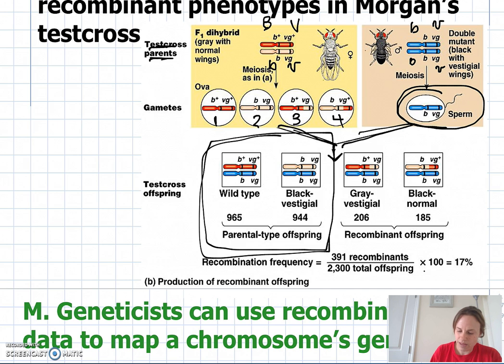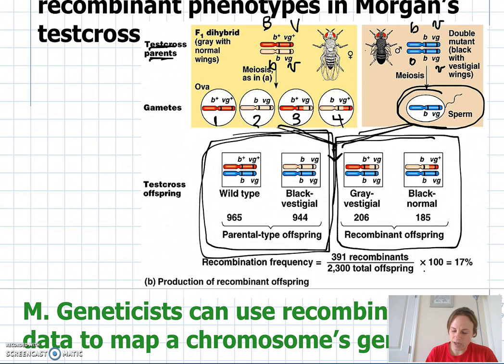Most of them have the same phenotype as the parents. However, there is a small portion that are known as recombinant. They have some of the mom's alleles, but they have part of the dad's alleles. Now, when I do the math for this, I end up with 17% of my offspring being recombinant. We're going to use that percentage to create what we're going to call genetic maps, and we'll cover that in our next video.